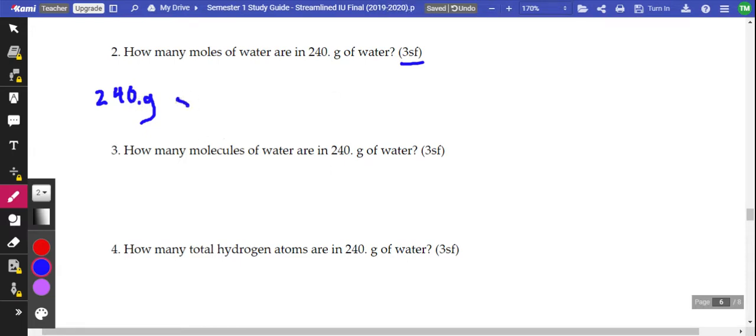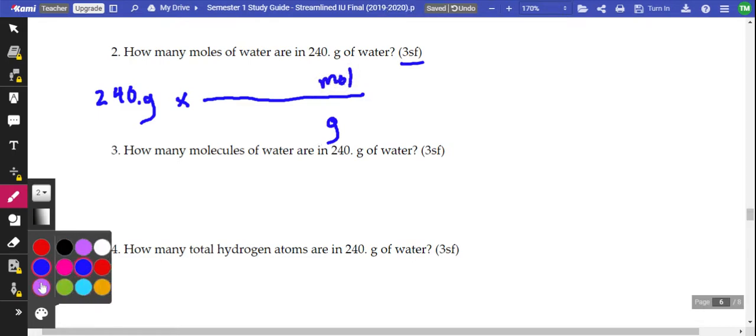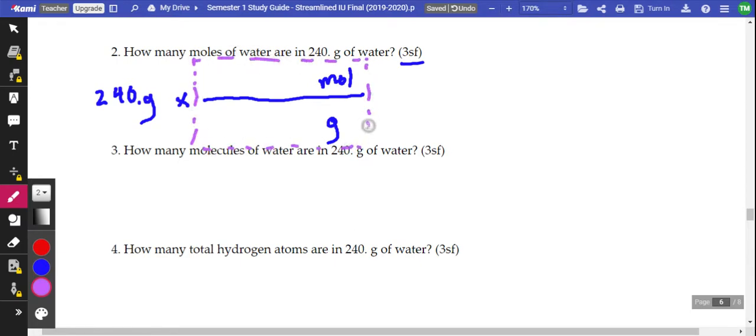I want this in moles, so let's multiply by a fraction bar. I'm getting rid of grams, so I'm putting grams on bottom. I'm trying to get to moles, so moles is on top. So I need a conversion factor that takes me between grams of water and moles of water. So how many grams of water are in a mole of water, or how many moles of water are in a gram of water? Well, probably the first one. So how many grams of water in a mole of water? Well, we call that relationship the molar mass.